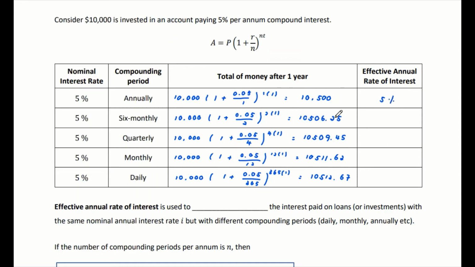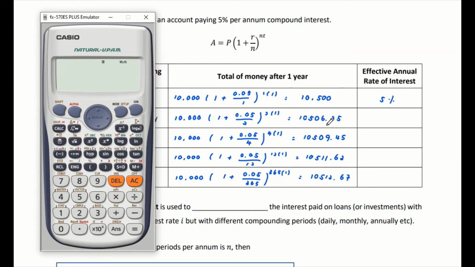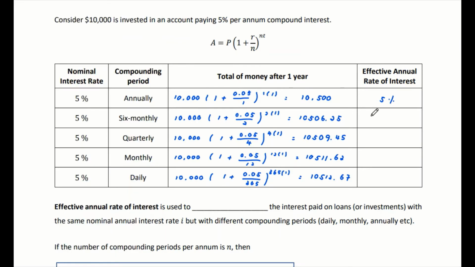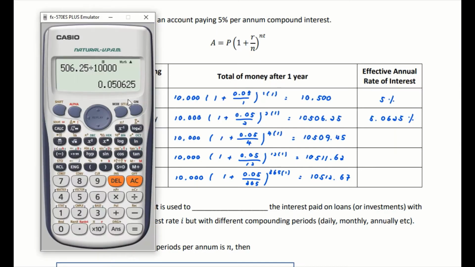Okay, but when you look at this number, then what do you realize? Although by name, the nominal interest rate is stated as 5% per annum, actually, after 1 year, how much do you receive? You receive 506.25 as your interest, right? Then when you divide by your principal, you realize that this amount is actually more than 5%. So in fact, it actually gives you 5.0625%. Right? So this is why you get this value which is bigger than the 10500 generated by the 5% here.